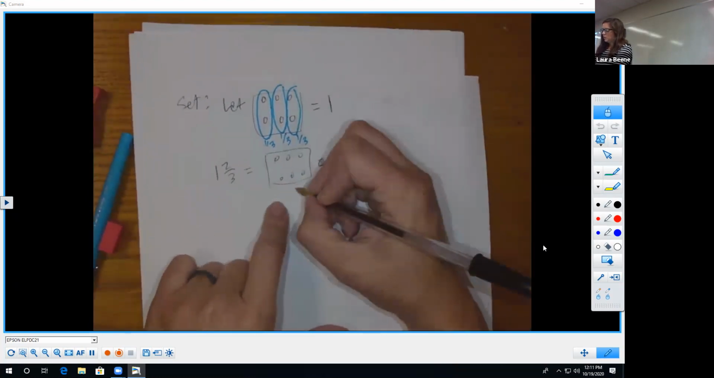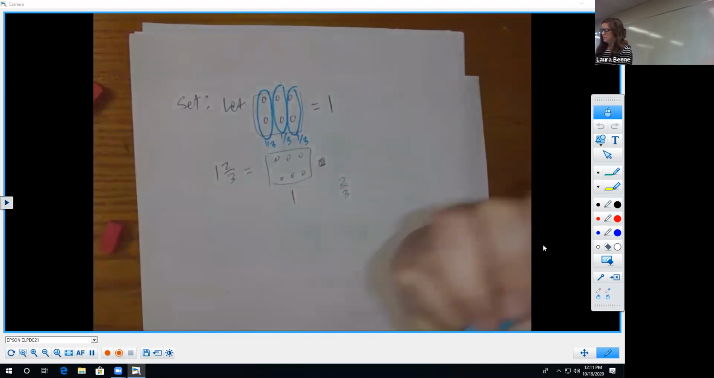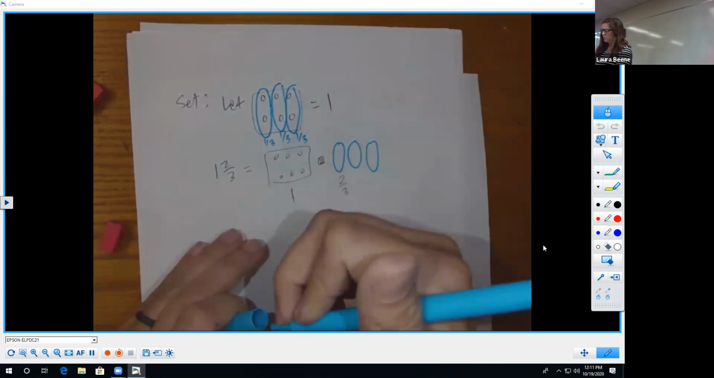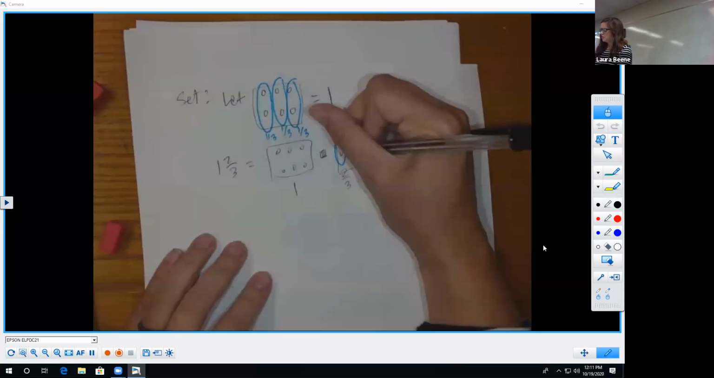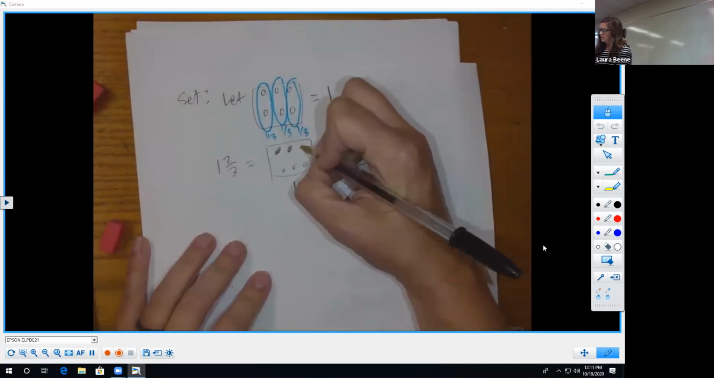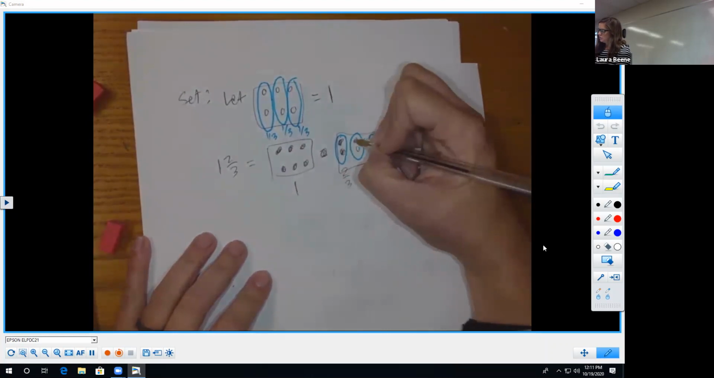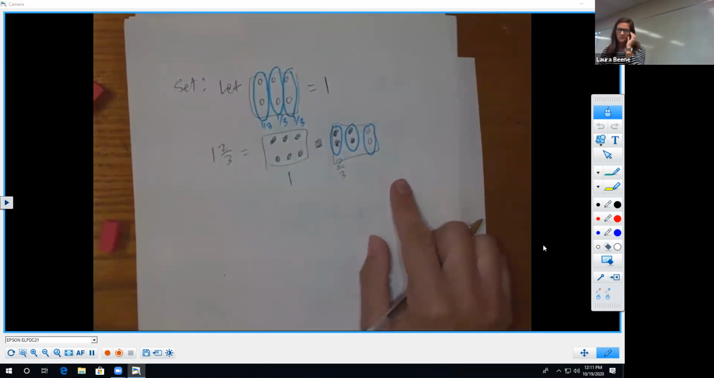I'm sorry, so this is 1 whole. The 2/3 would be the 2 more pieces, 1, 2. If you wanted to, you could draw the whole thing and then shade in the dots, or you could just draw the dots. Either way is fine. But if I shaded in the dots, I'm shading in all of these, and I'm only doing 2/3 here. So that would be 1 2/3.